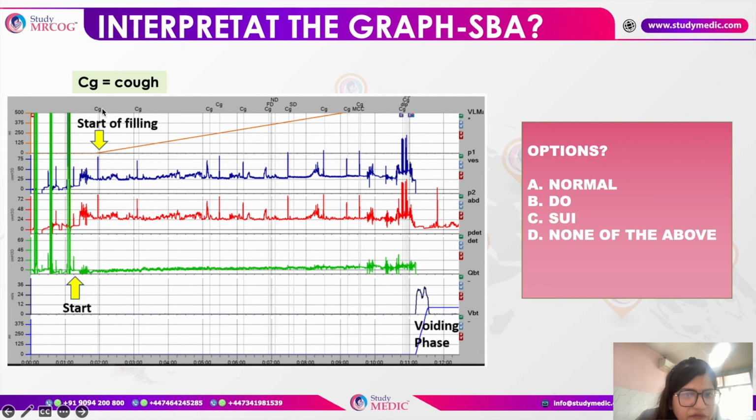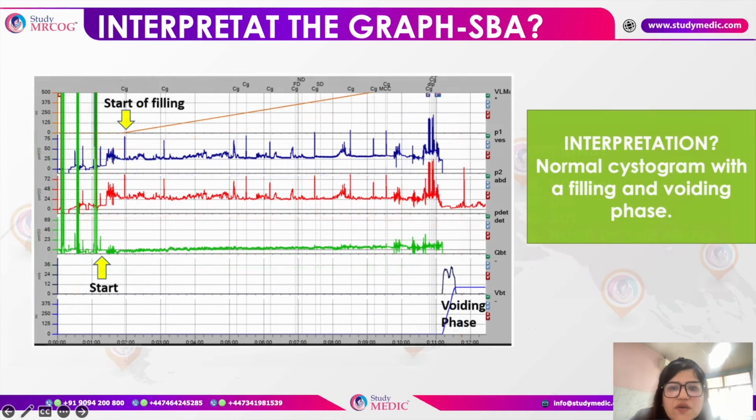Now CG is cough. Okay, so CG and FD, as you can see, is the first desire to void, which for this patient is around 375, which is okay, and strong desire is around 400, which is also okay, SD. So this is what you see. And when the patient is coughing, there is increase in P abdominal and P vesical, but P detrusor is same and there is no leakage. So this is a normal graph. Why? Because when the patient is coughing, P vesical and abdominal pressure are increasing, but there is no change in detrusor pressure. So this is how a normal thing happens.